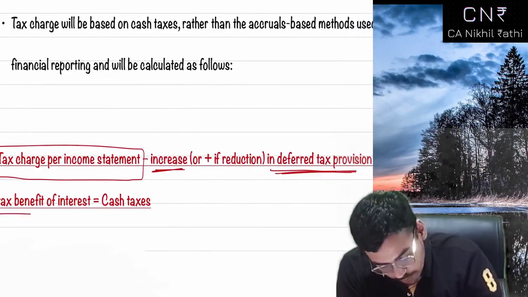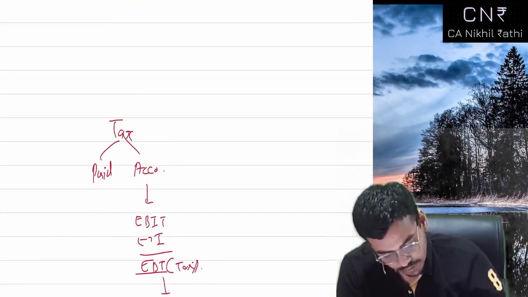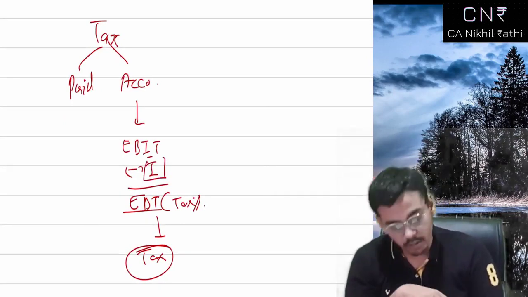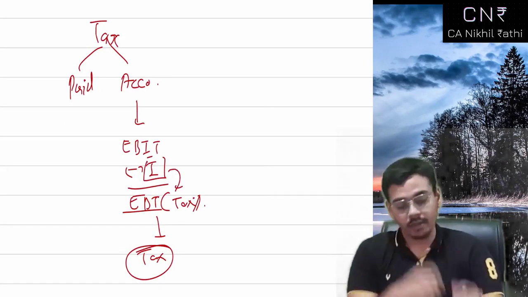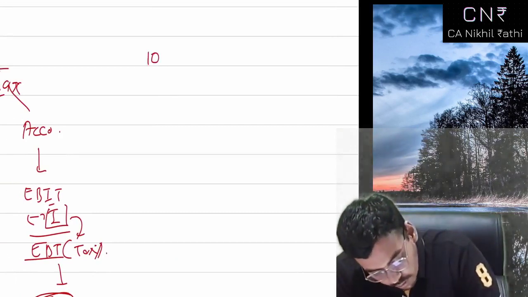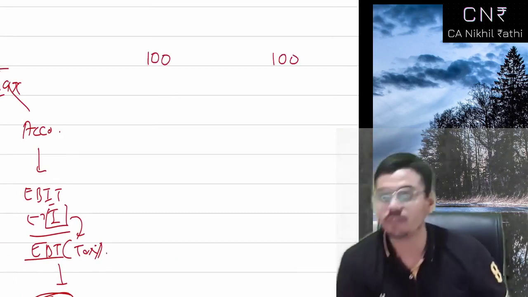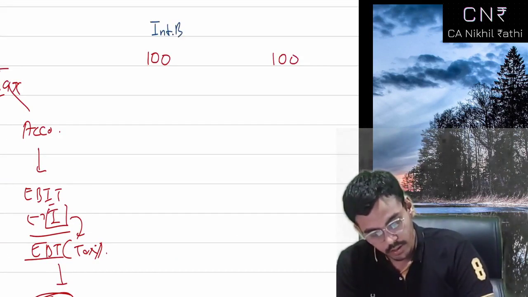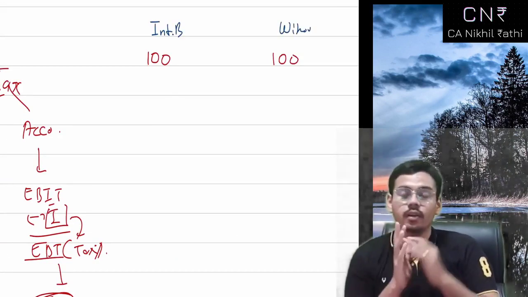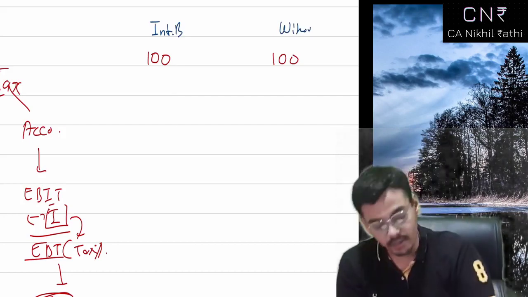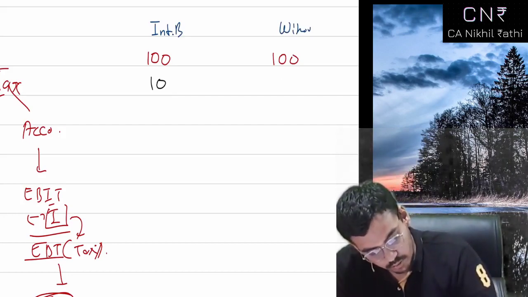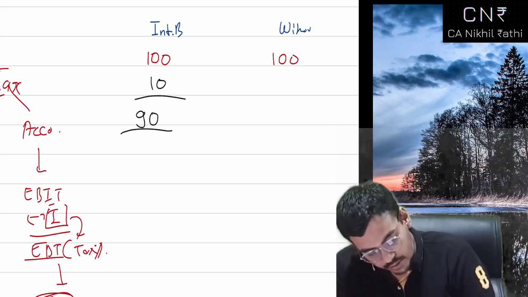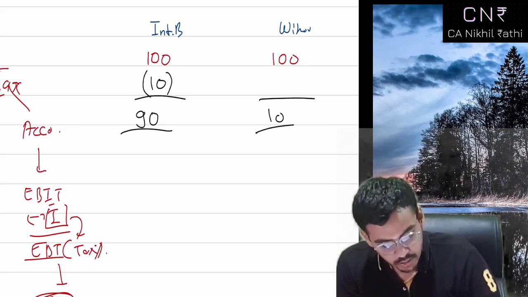Plus tax benefit of interest. Now, what is this? Understand this part. Since you have reduced the interest part, there would be a certain tax benefit. Let me tell you this by example. 100 rupees EBIT in both cases, one with interest benefit and one without. Interest is, for example, 10 rupees. Here we will not take any interest. So what is my income? 90 rupees here and 100 rupees here.